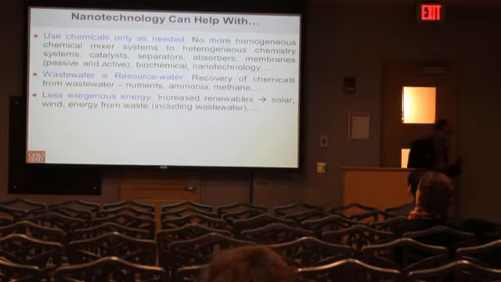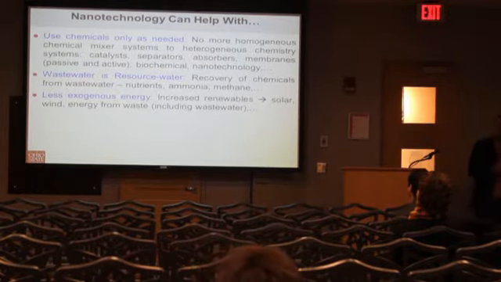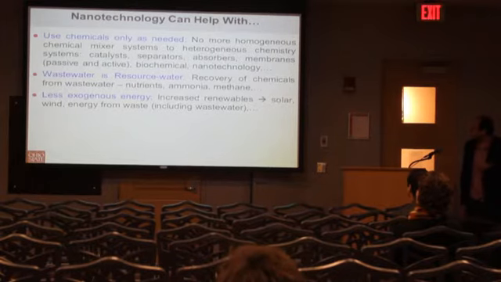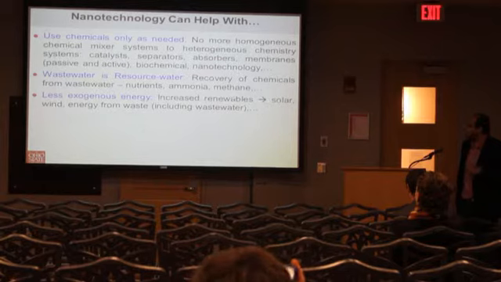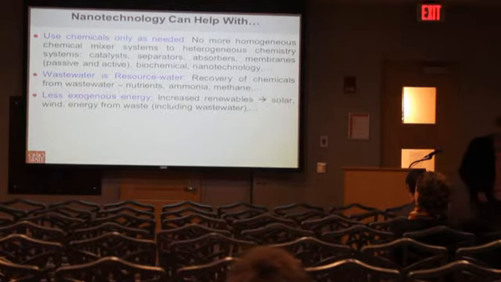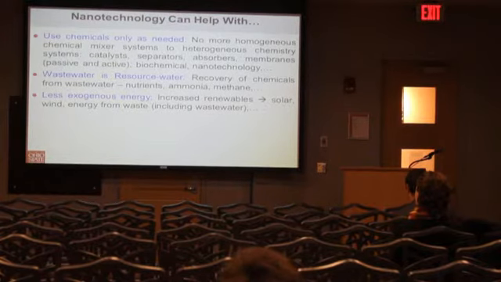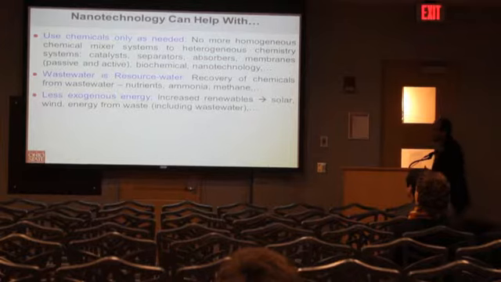We could use less input of external energy in our system. We could increase the use of biologicals and renewables for generation of energy. We could look at solar and wind energy. We can look at energy generation from waste, including wastewater, biomass. There's lots of different streams that can help do these things.